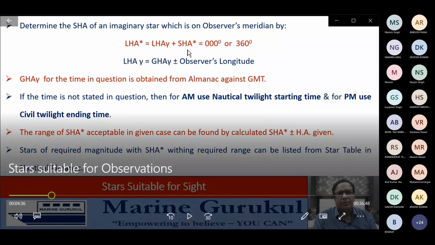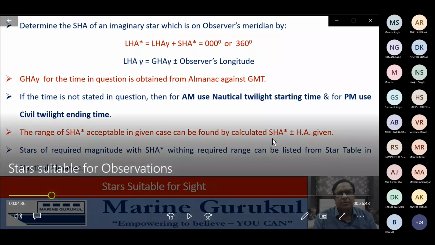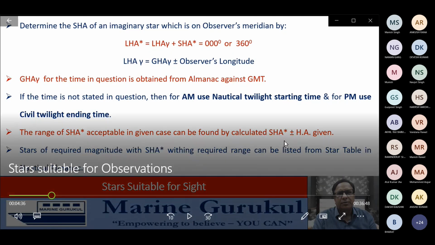Now, once you have the SHA of a star which is on the meridian, we can add and subtract the value of R angle. Like in this question, they gave us that we need to find stars within 15 degrees of the observer meridian. So we can add and subtract 15 degrees to this SHA value to get a range. And whichever stars lie in that range will be satisfying our criteria. So this is the basic fundamental behind this question.